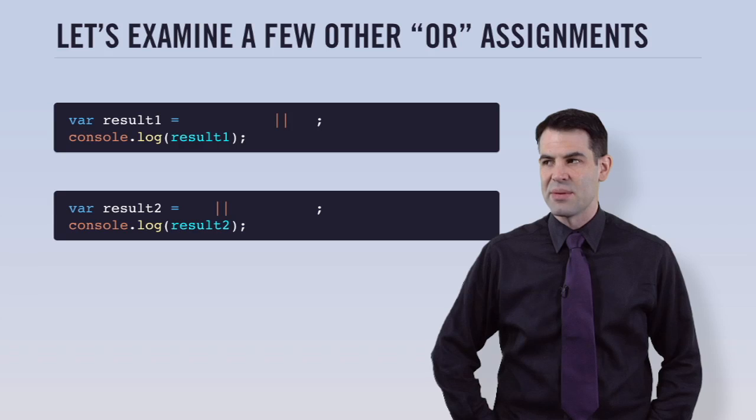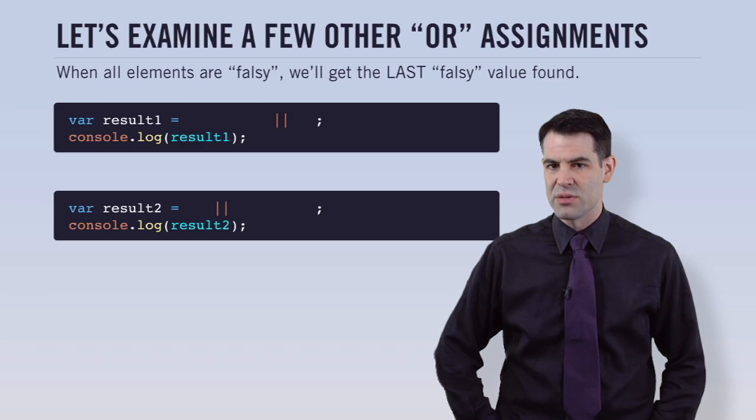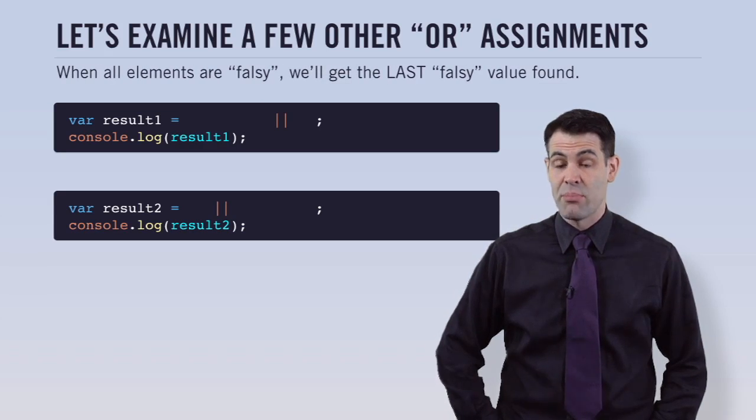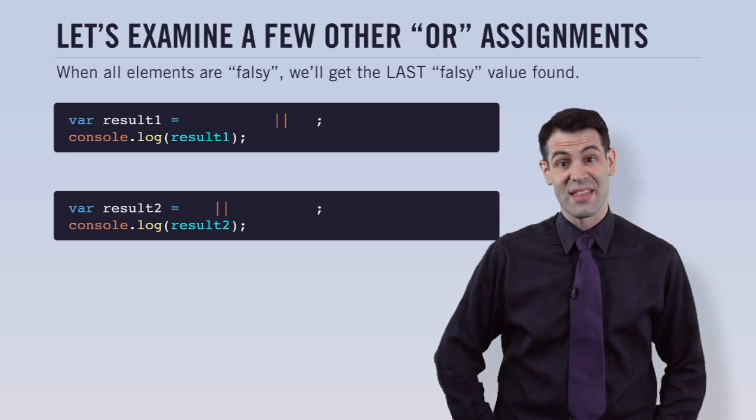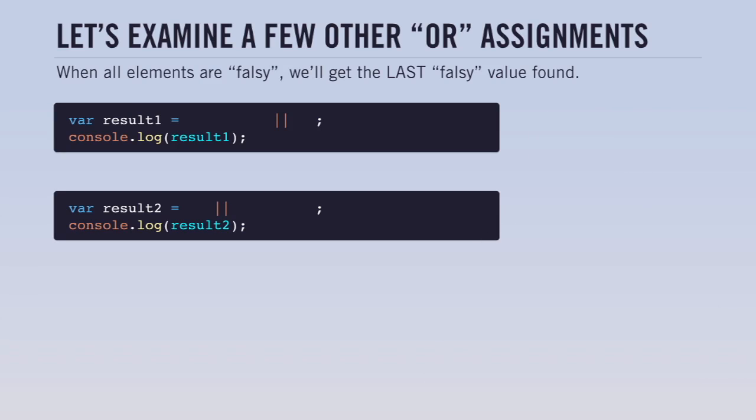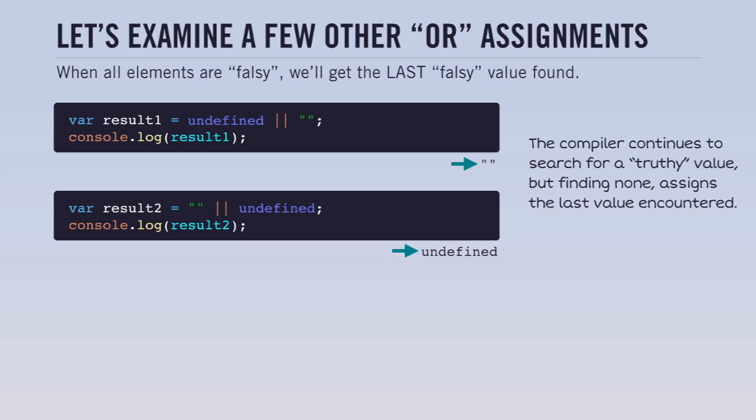Now the OR logical assignment has an interesting behavior when all elements are false. It will examine every possible entry and then take the very last one if nothing is true. So in this case, you see we log out result 1, and this logical assignment's way of returning a false value was taking the very last available entry since nothing else was true. In result 2, we put the empty string first and undefined last. You can see result 2, however, becomes undefined because that was the last thing, the last resort that it had to attend to.